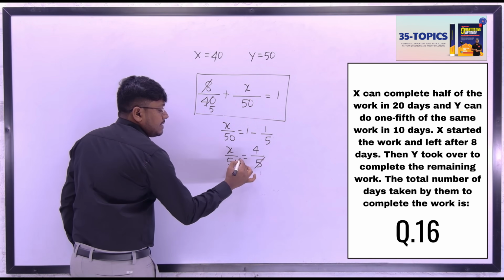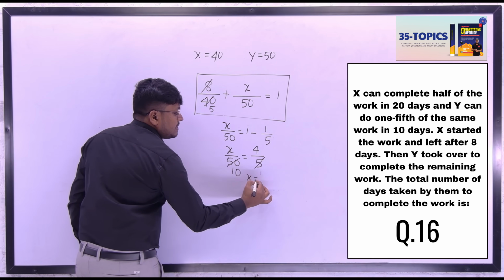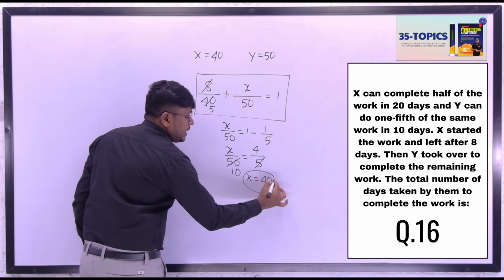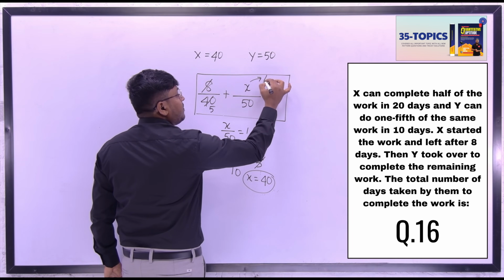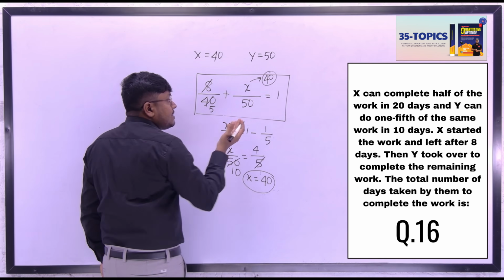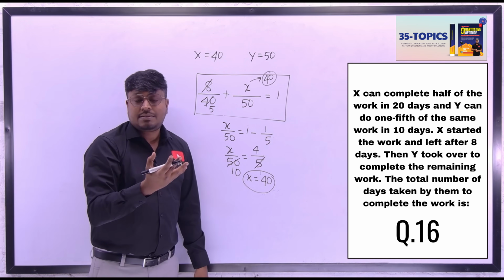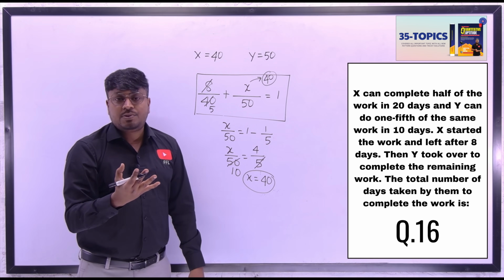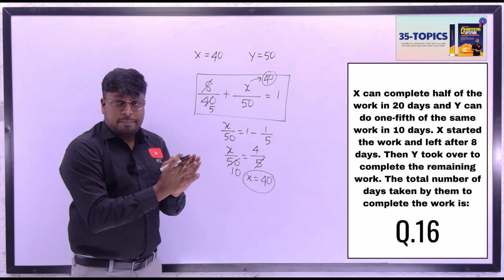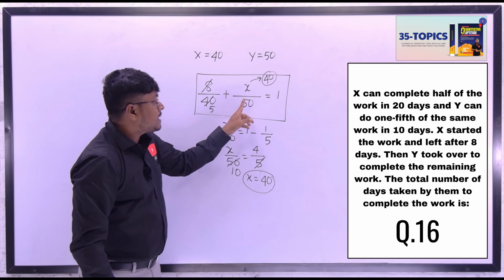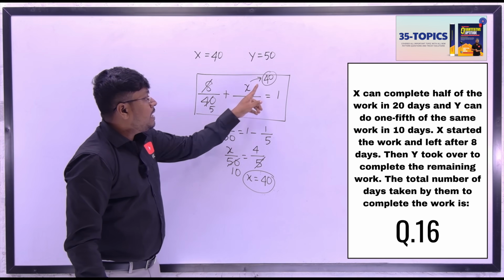So we can cancel it 10 times. So X is equal to 40. That means we got the value of X is equal to 40. The resultant answer is not 40. We just got the value of X equal to 40, where the 40 represents the remaining work that was completed by the second person in 40 days.